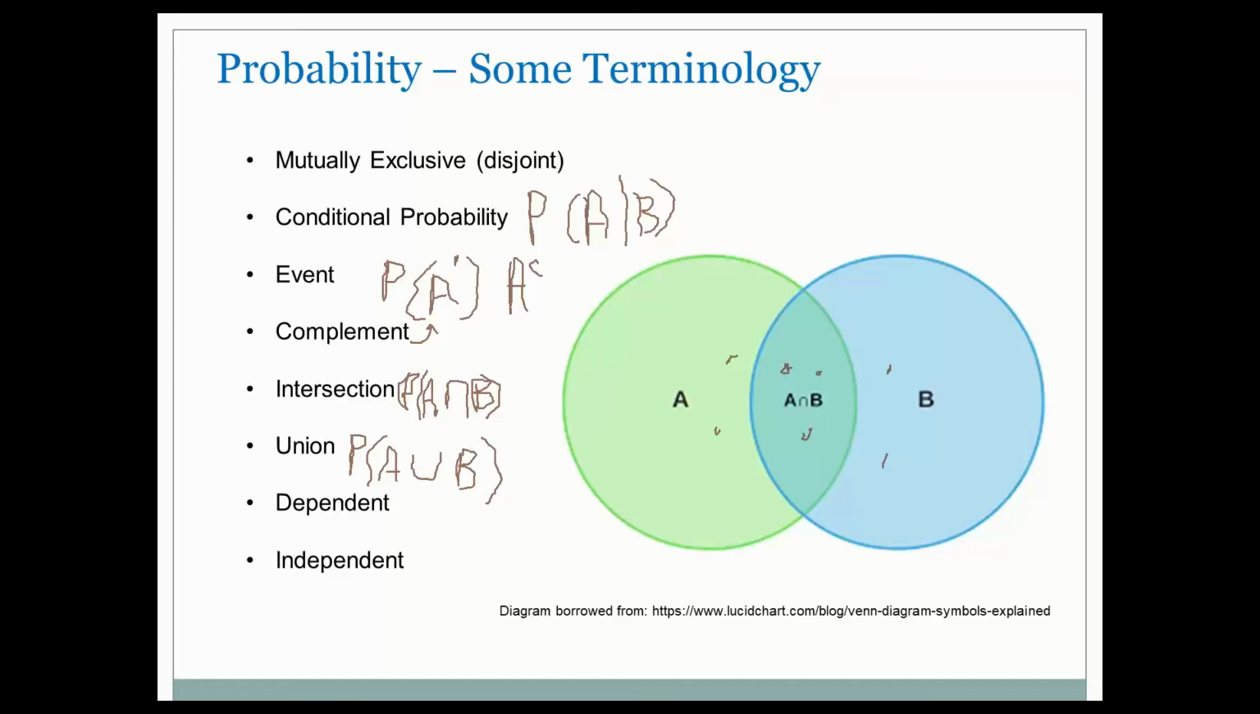So dependent and independent, basically: if the occurrence of event A changes the probability of event B, then the events A and B are dependent, okay? On the other hand, if the occurrence of event A doesn't change the probability of event B, then events A and B are independent, okay? And so we'll look at an example of that in a little bit.